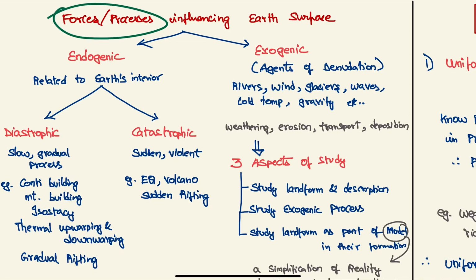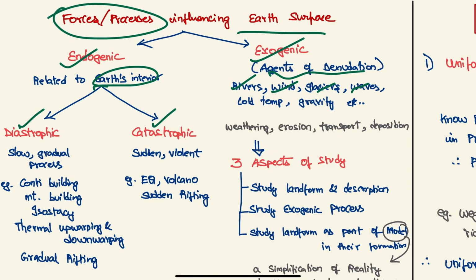Forces are processes influencing Earth's surface. They can be endogenic and exogenic. Endogenic are related to Earth's interior, and exogenic are the agents of denudation like rivers, winds, glaciers, etc. The endogenic forces can be of two types: diastrophic or catastrophic.